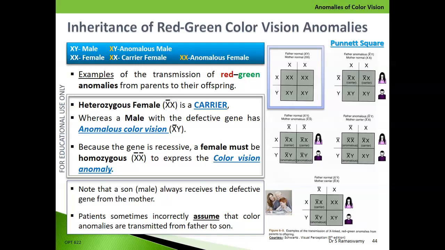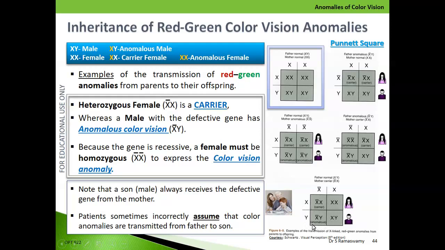In the last situation here, you can see that the father is normal, and the mother is the carrier of the gene. In this case, 50% of the daughters will actually receive the gene, that means they will be carriers, but 100% of the daughters will be color normal. There will be no color defective here.